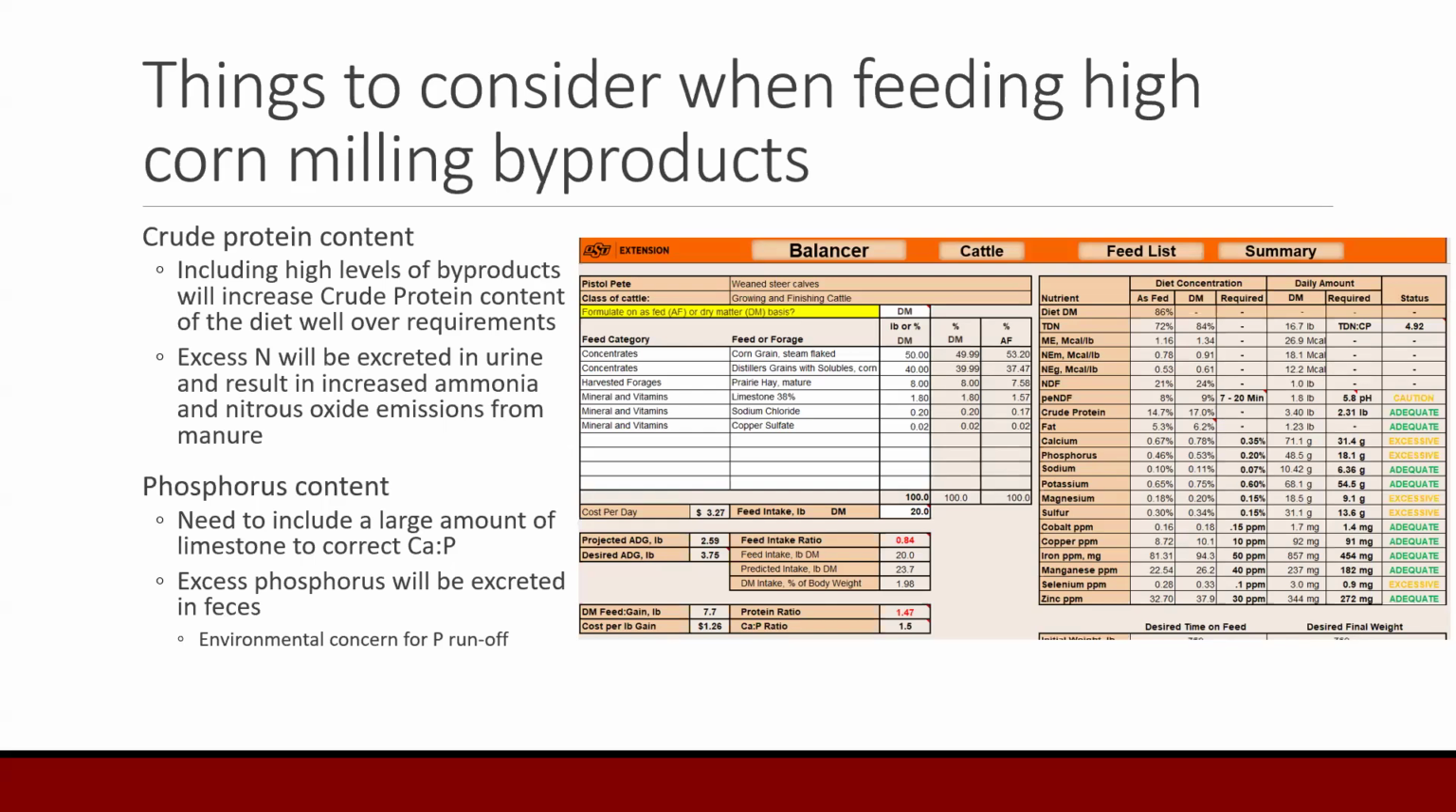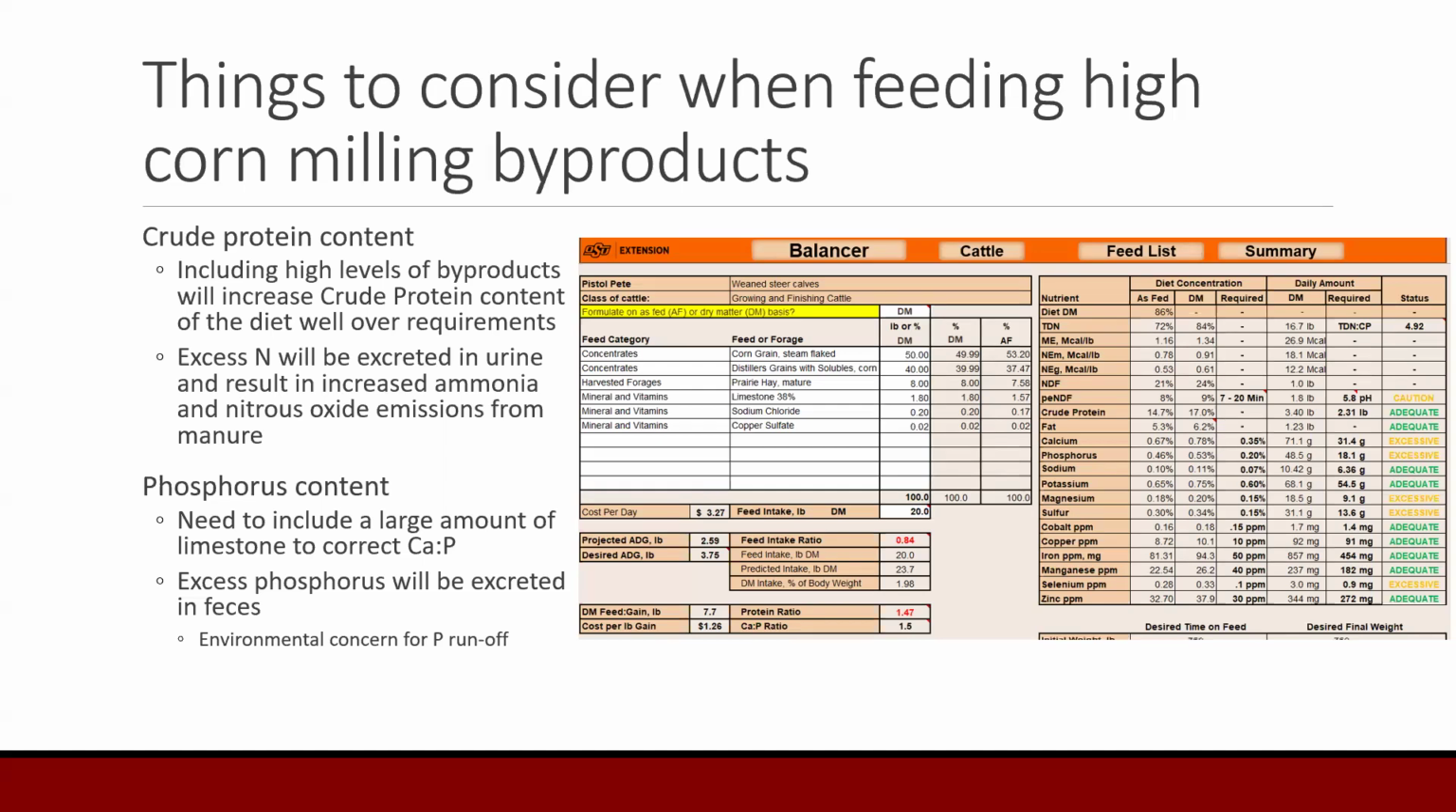So if you're feeding a diet that is very high in distillers grains, for example, so this says 40%, I can tell you that's what Wrangler Feedlot is doing. They have about 50% steam flake corn, 40% wet distillers grains. Okay, so this is not that far off of what some feedlots are doing. So if we include high levels of byproducts, it's going to increase crude protein content tremendously. So in this example diet, our crude protein content is 17%.